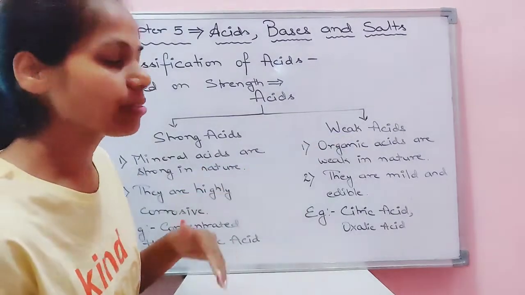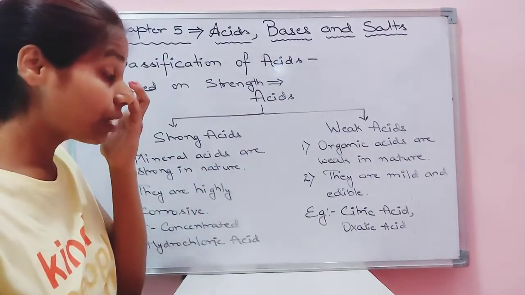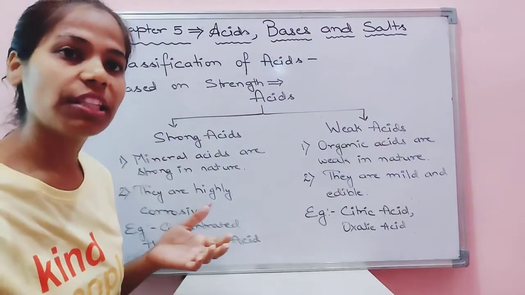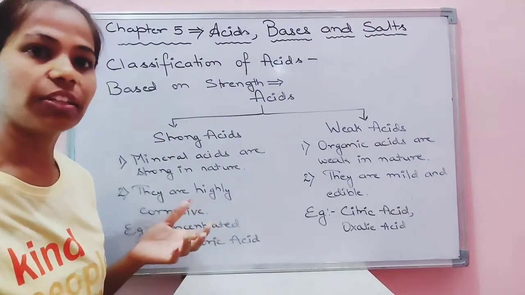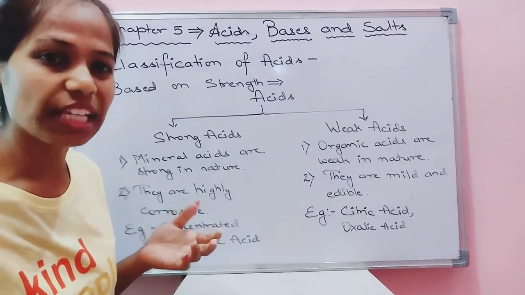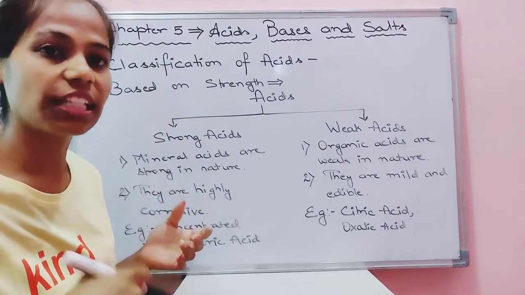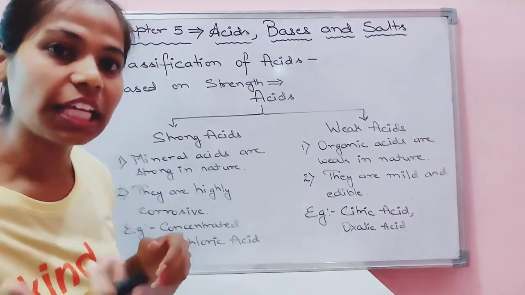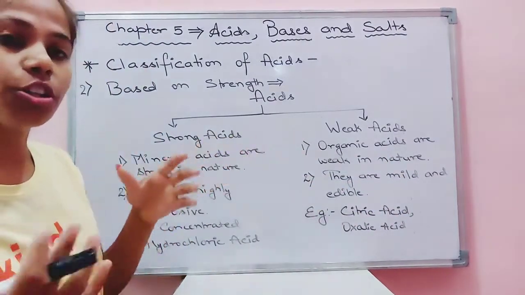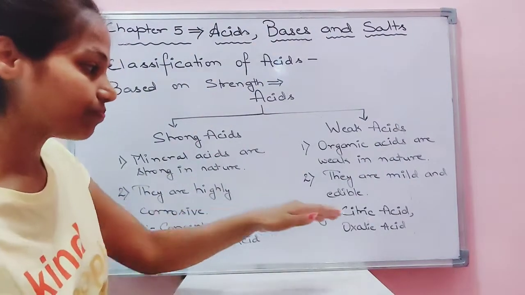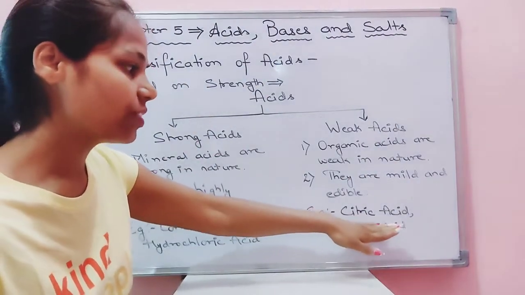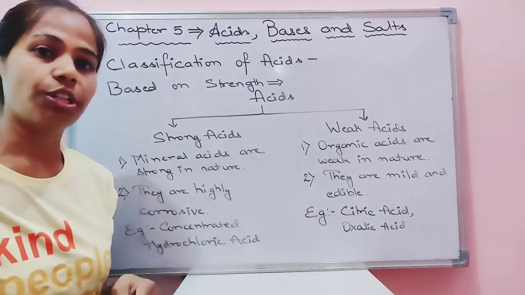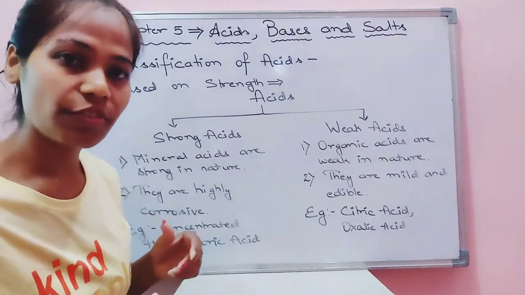Next is weak acids, children. Weak acids are generally the organic acids. You know very well that we eat acids. When we eat tomato, we are eating oxalic acid. When we are eating curd, we are eating lactic acid. So they are mild in nature and they can be eaten. They cannot cause any harm. They are mild. For example, citric acid and oxalic acid, which are found in fruits and vegetables.